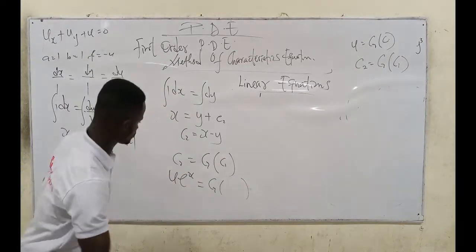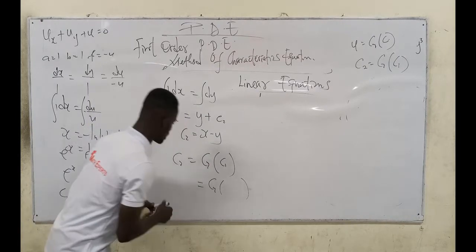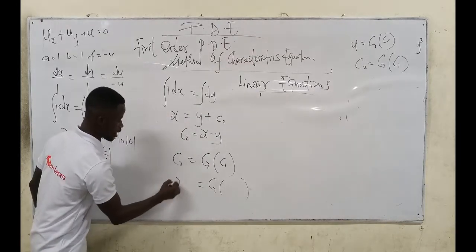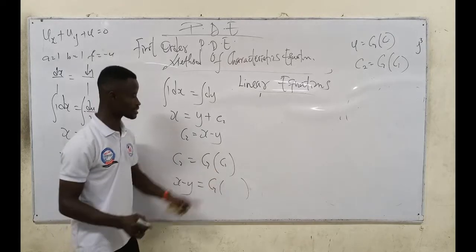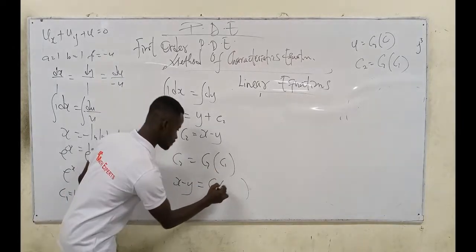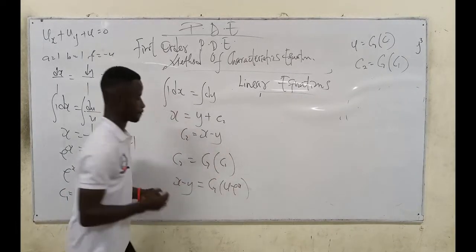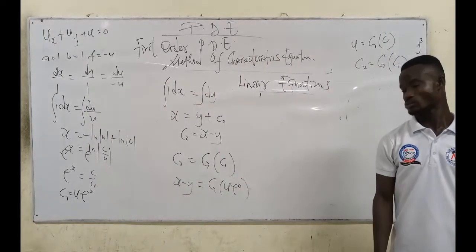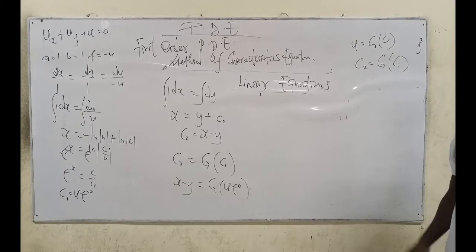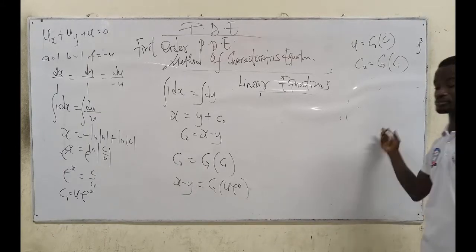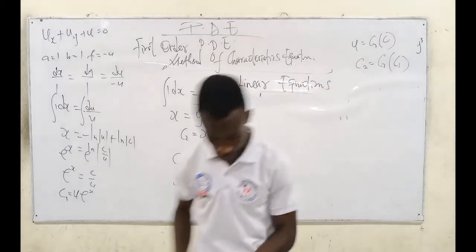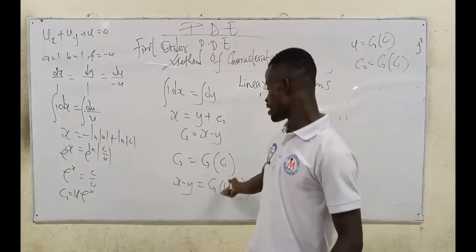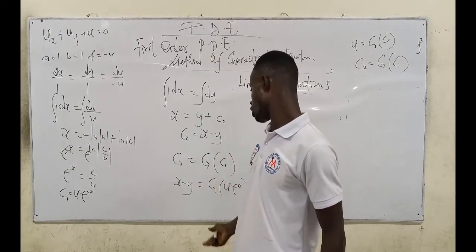Okay, so what is C2? x minus y, what is u1? And that is the general solution. That's the general solution, x minus y. You can even make U the subject if you want to.